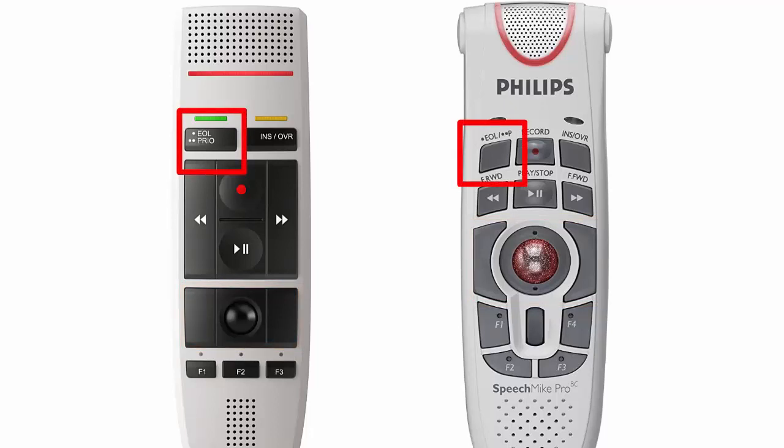EOL, Priority button. This is the end of letter or end of patient button. To send the dictation to the secretary, click this button twice, and you will hear a ping. This has now sent the dictation to the secretary.